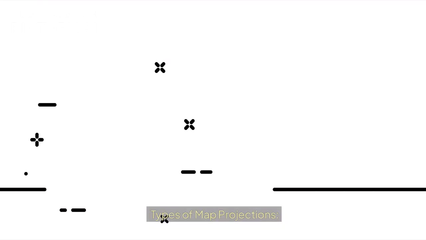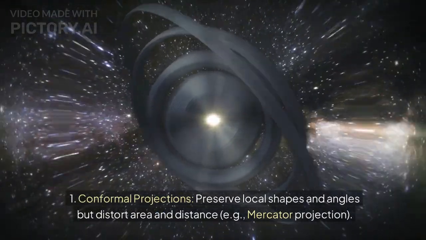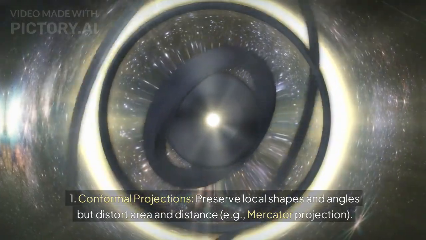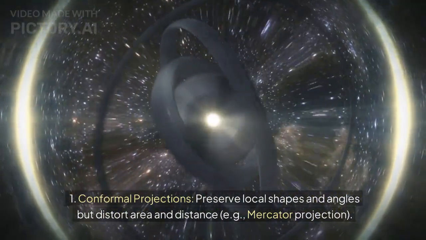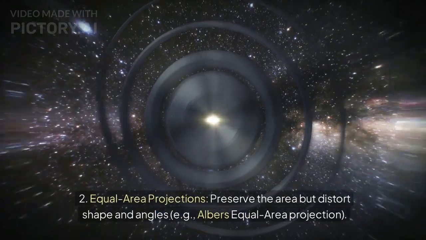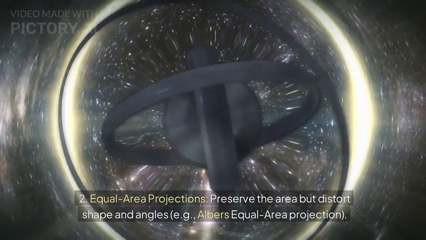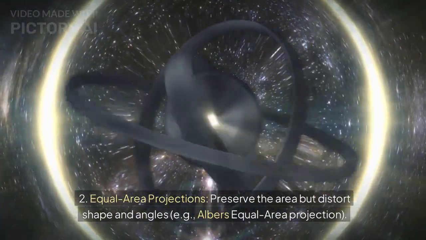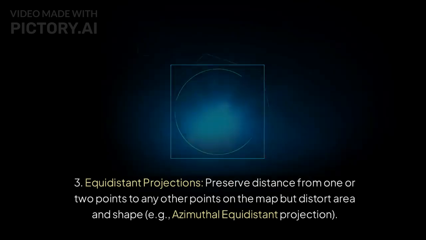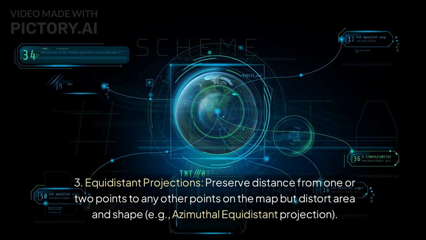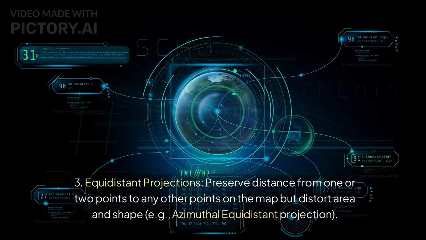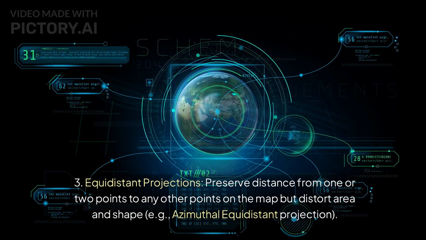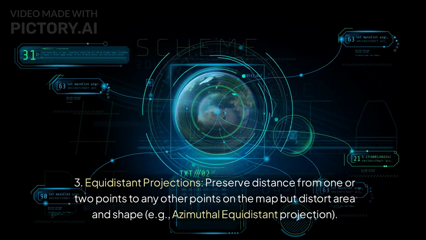Types of map projections. 1. Conformal projections. Preserve local shapes and angles but distort area and distance, e.g., Mercator projection. 2. Equal-area projections. Preserve the area but distort shape and angles, e.g., Albers Equal-Area projection. 3. Equidistant projections. Preserve distance from one or two points to any other points on the map but distort area and shape, e.g., azimuthal equidistant projection.